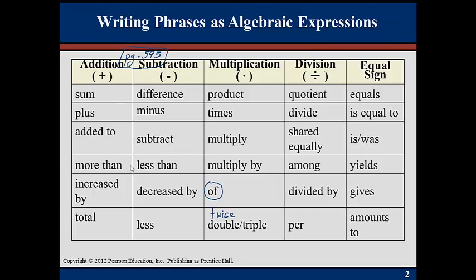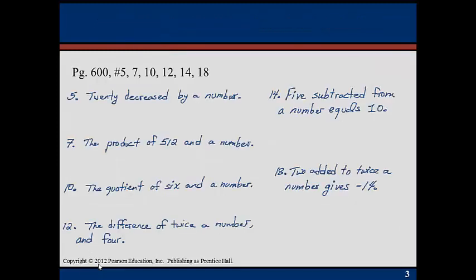So now let's look at some examples. So in our books on page 600, we're going to do the following problems. Let's start with number 5. The instructions say, write each phrase as a variable expression. Use X to represent a number.